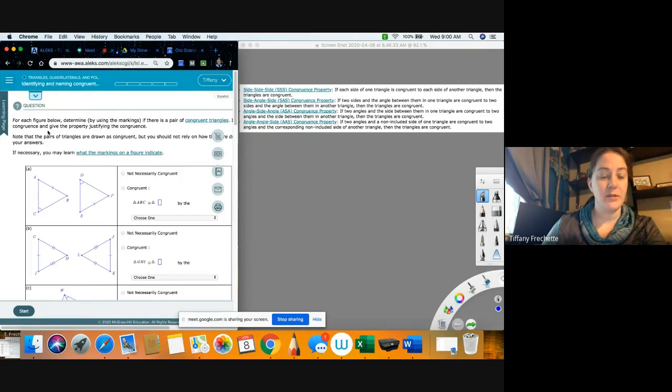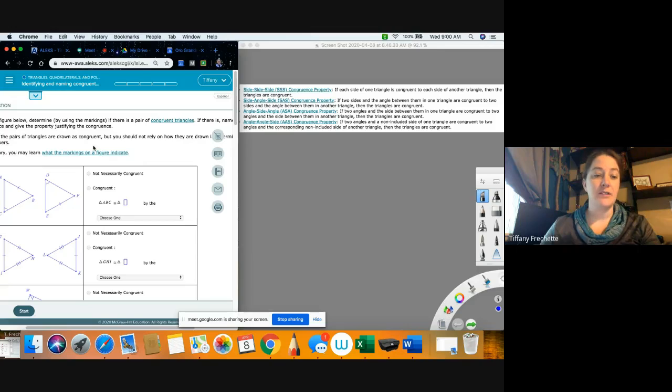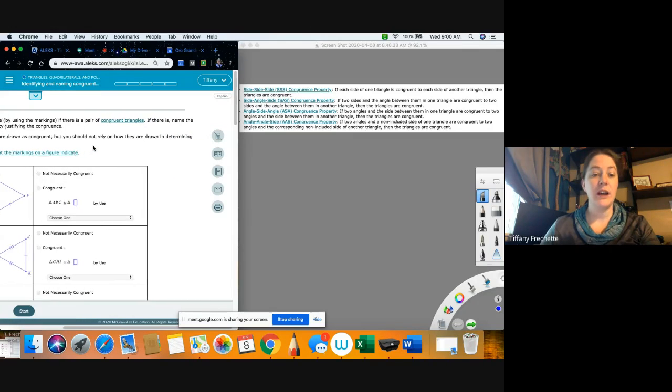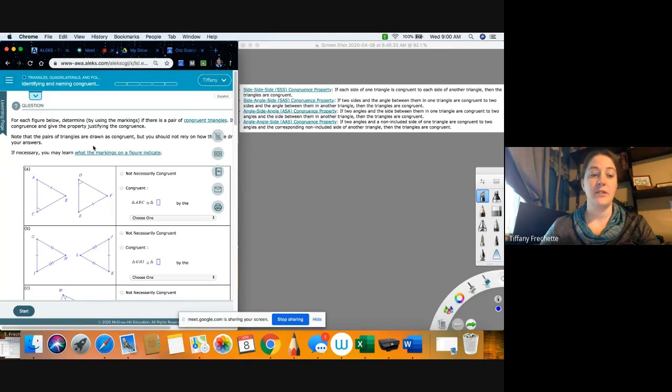Name the congruence and give the property justifying the congruence. So there's a couple of properties, and we'll go over these on the side here. Note that the pairs of triangles are drawn as congruent, but they should not rely on how they were drawn in determining your answer. So meaning only use the markings to determine. So don't look at it and go, oh yeah, those look like congruent triangles. Make sure you're paying attention to the actual markings.